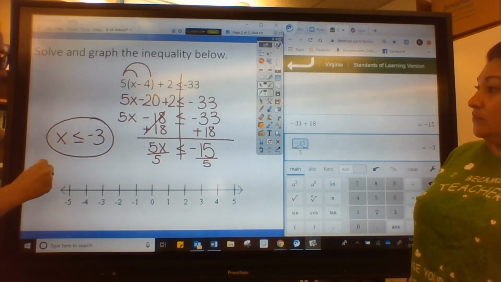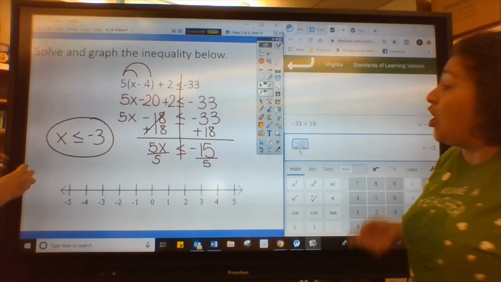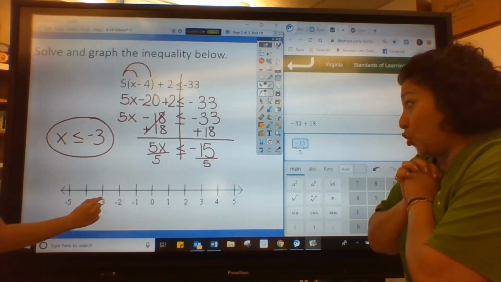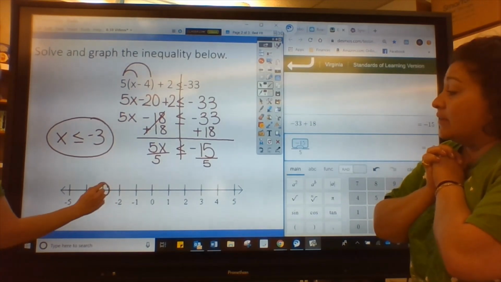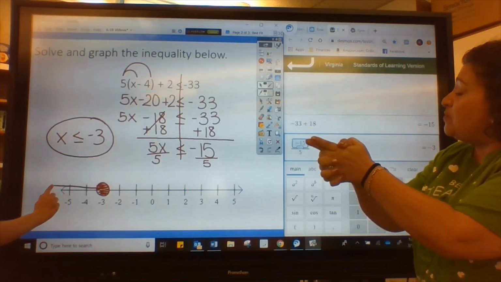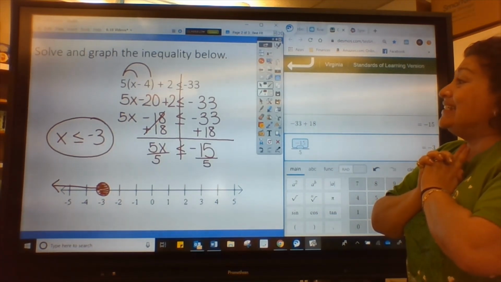X is less than or equal to negative 3. Okay, because we got to know which way it's going. All right, so it's less than or equal to, so that means we have a closed circle at -3. Nicely done. And the inequality again is going towards you, Miss Benson. So there you go.